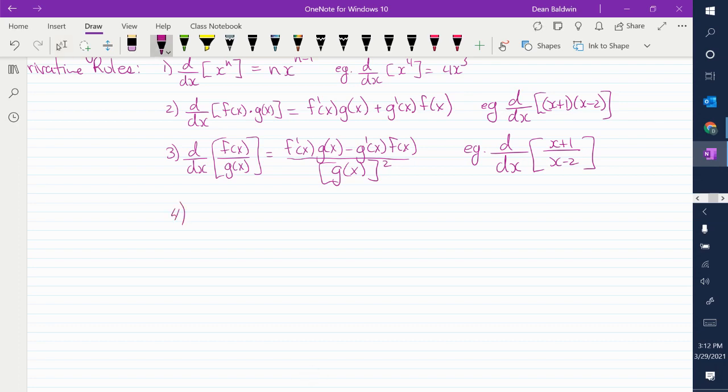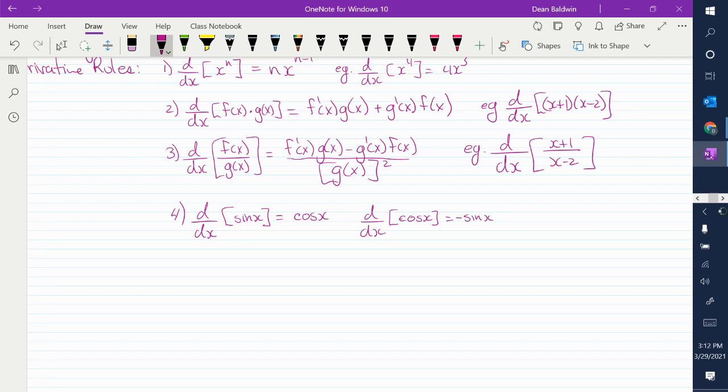All right. Then we did trig derivatives. So the derivative of the sine function is the cosine function. And the derivative of the cosine function is negative sine.